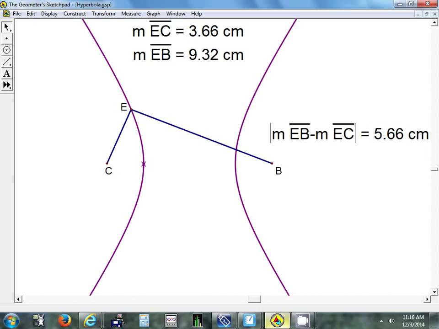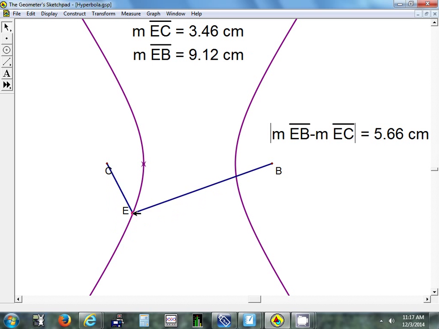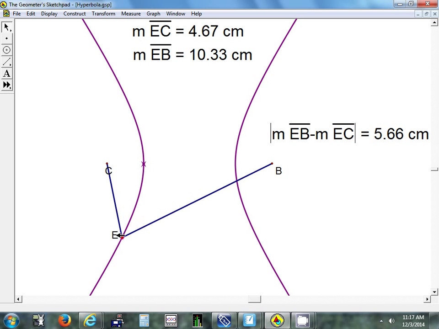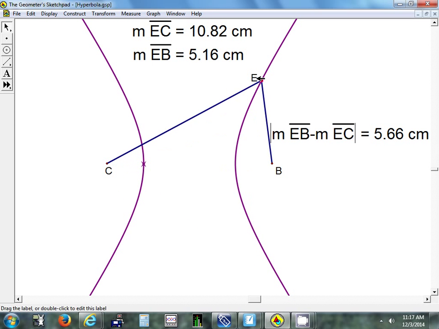Okay, and what we're going to notice, the hyperbola here, it's not connected. It's in two separate pieces. Okay, all hyperbolas are in two pieces. And as I move point E, notice the distance from E to C and B to E is changing. But if you subtract the difference, it always comes out to 5.66 for this particular hyperbola. Okay, if I go over to the other side, it always comes out the same. So find the two distances, subtract them, you're always going to get 5.66. Okay, any question on that? That's a hyperbola.